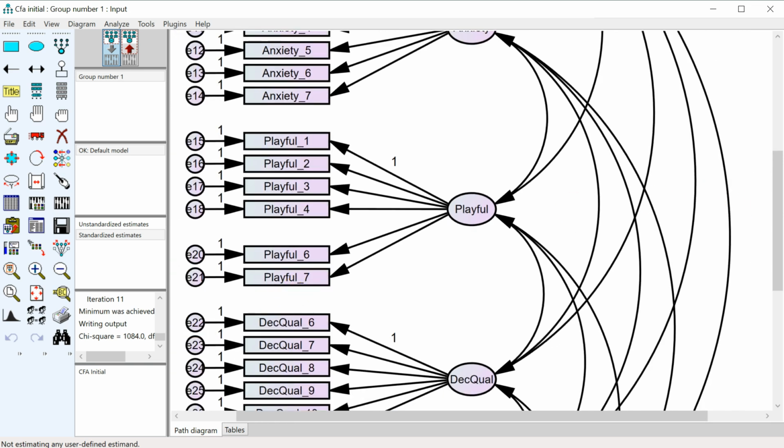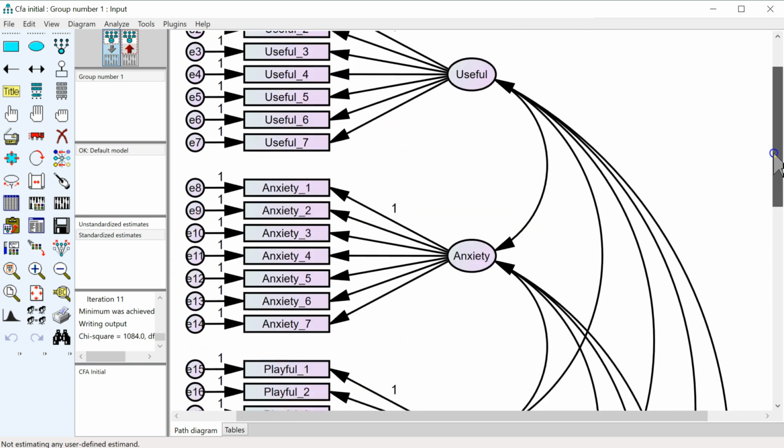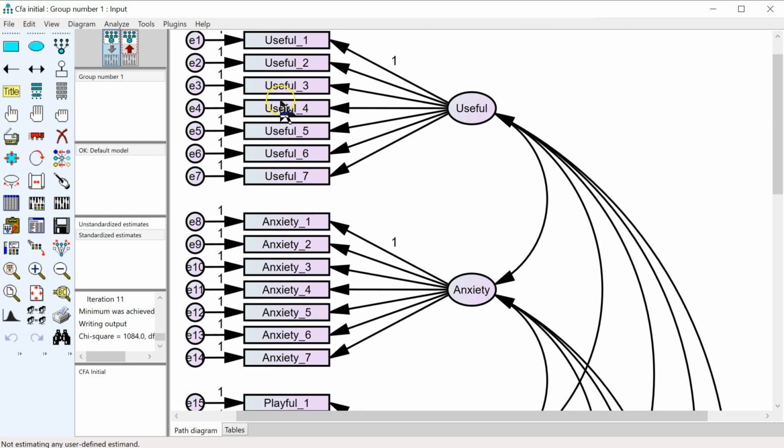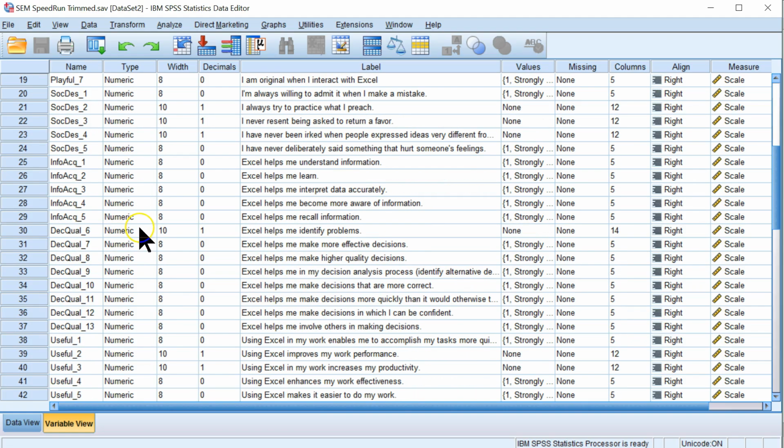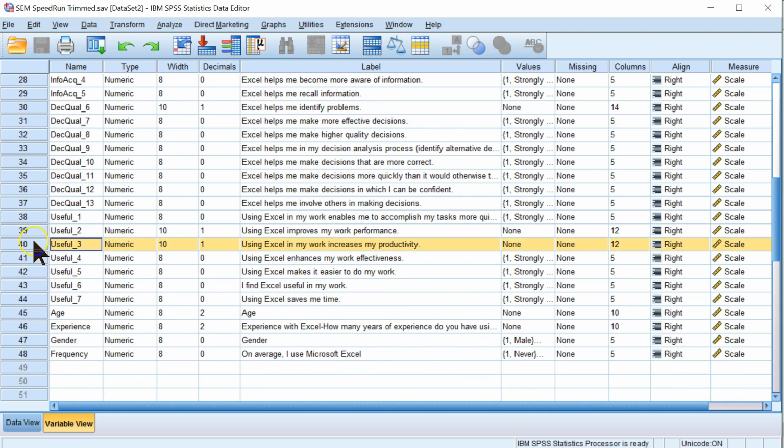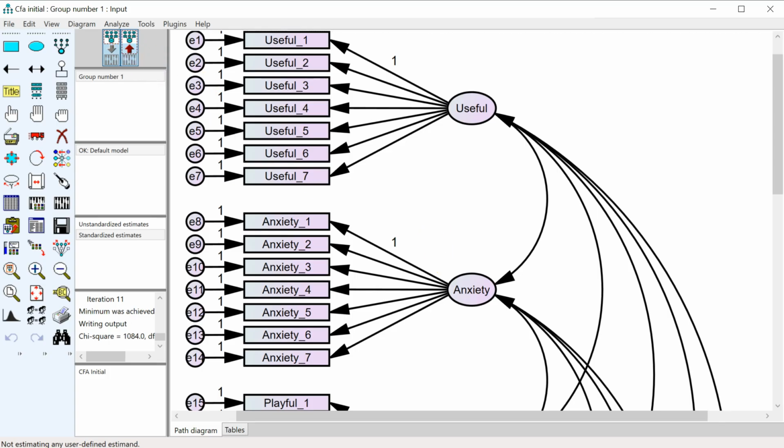Whoops, zoom out. It's up here, E3 and E4, usefulness 3 and 4. Let's go look at the data, at the wording, usefulness 3 and 4 right here. Using Excel in my work increases my productivity. Using Excel enhances my work effectiveness. I would argue that productivity and work effectiveness are roughly the same thing, although I think I'd prefer to keep effectiveness and drop productivity. Let's go see what the loadings are.